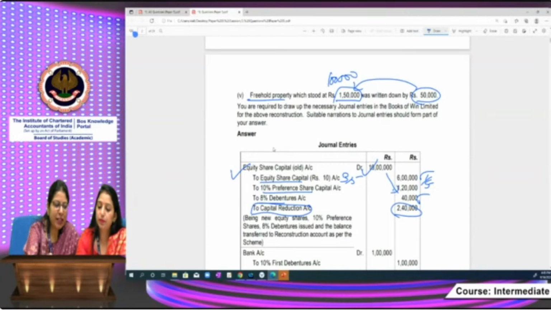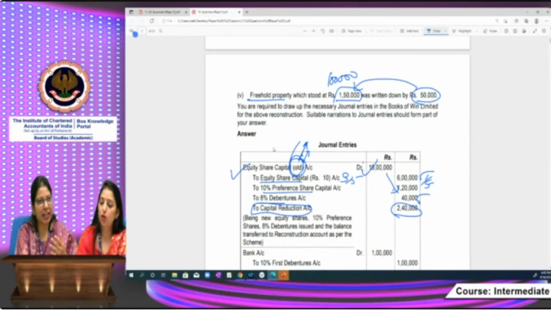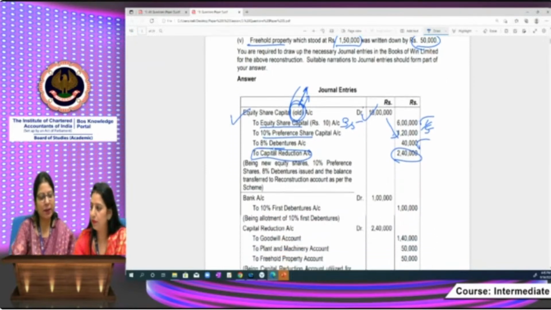In fact, the nomenclature of the equity share capital account also has to be mentioned here, because the face value of the share is the same. That is why we have written old here. Because this is being cancelled and the new equity is being issued for rupees 10 each, and the earlier shares were also of rupees 10, the nomenclature has been described as old, to differentiate so no confusion will be there, showing that it is the old equity shares which are being cancelled.